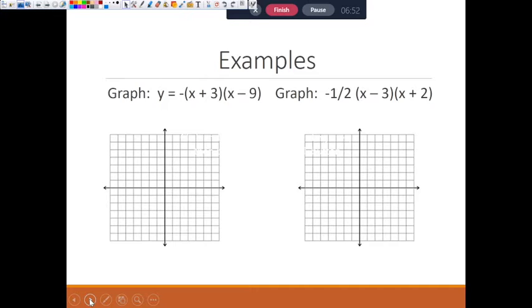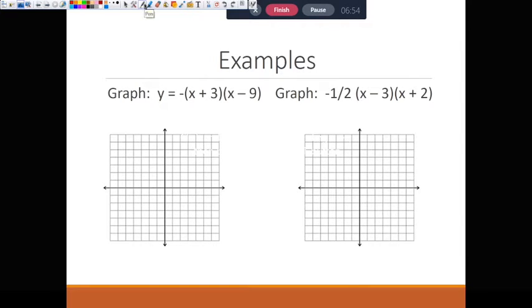Okay. So, we are going to set each of my parentheses equal to 0 and find our x-intercepts. So, x plus 3 equals 0, and x minus 9 equals 0. So x will equal negative 3, and x will equal 9. So my x-intercepts are at negative 3 and 9.